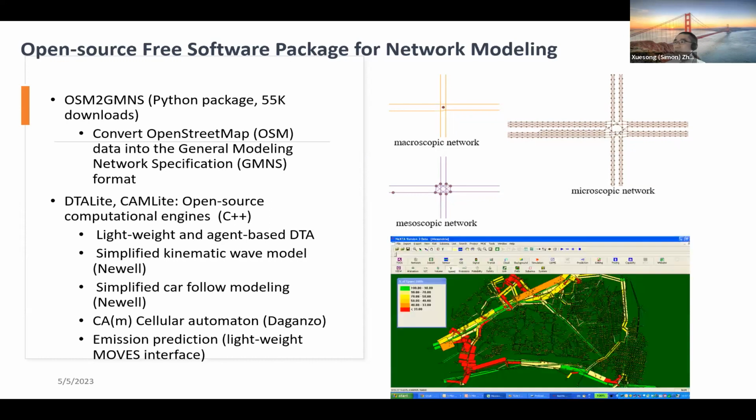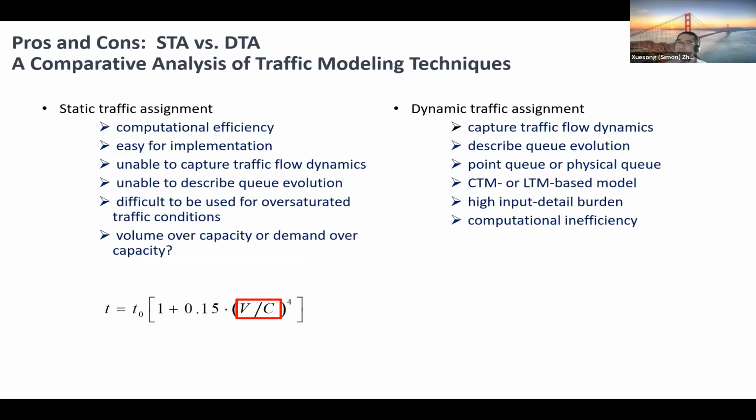Here we have challenges. The challenge is we always try to look at, should we use static traffic assignment or dynamic traffic assignment? Static assignment has its own advantage of computational efficiency and is easy to implement, but it is unable to capture the flow dynamics. But dynamic assignment, on the other hand, is restricted by its complexity.